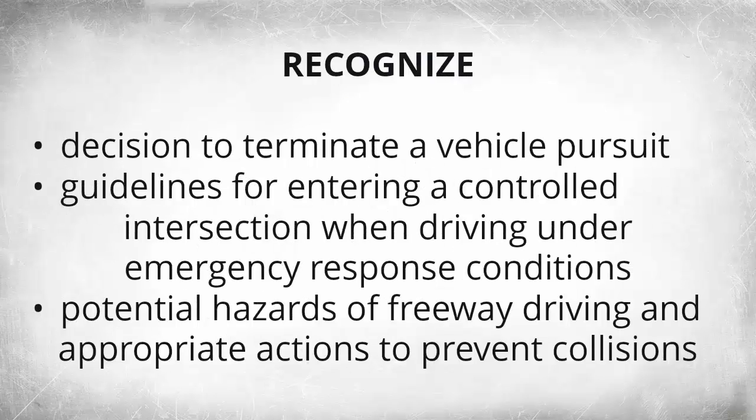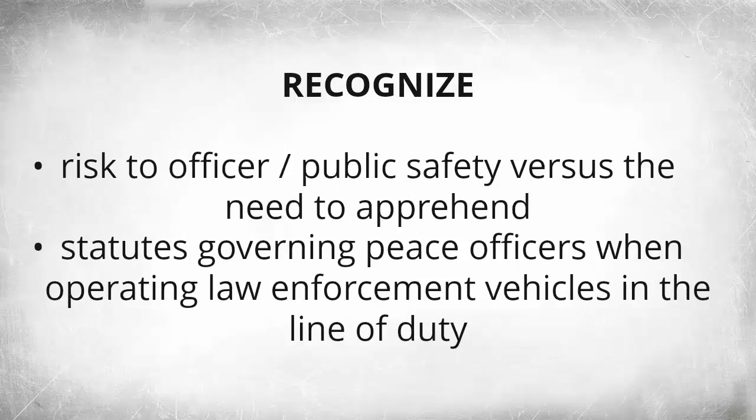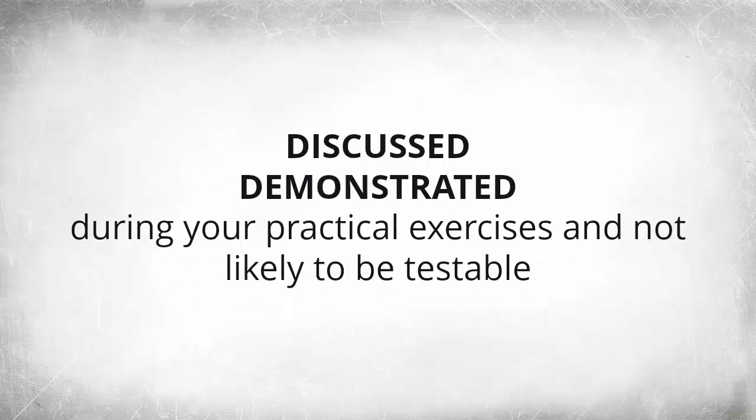You will be able to recognize the following: conditions that could lead to the decision to terminate a vehicle pursuit, guidelines for entering a controlled intersection when driving under emergency response conditions, potential hazards of freeway driving, and appropriate actions to prevent collisions, the risk to officer public safety versus the need to apprehend, and the statutes governing peace officers when operating law enforcement vehicles in the line of duty, such as the rules of the road and liability. This is more than likely all you'll be tested on during this specific written examination.